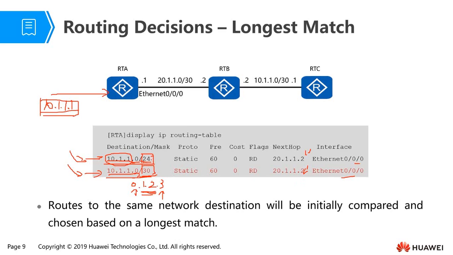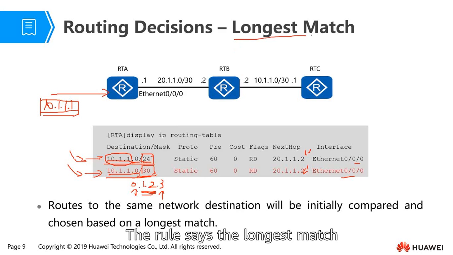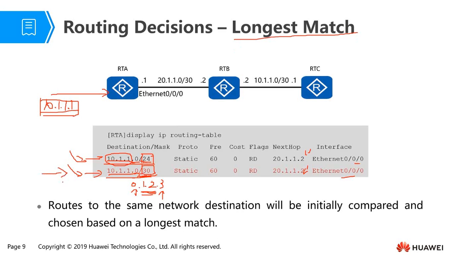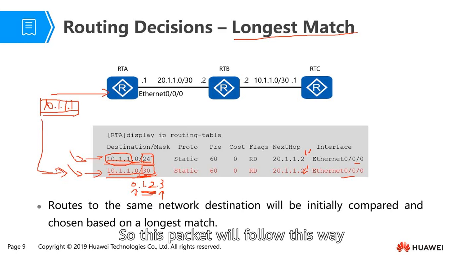Okay. The rule says longest match. What longest? The mask length should be longest. That means the biggest mask length, the 30, has the longest match. So this packet will follow this way.